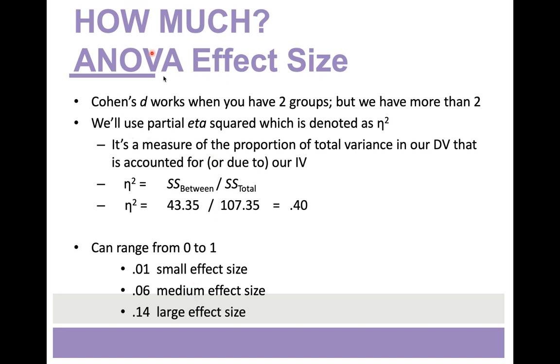So if we want an effect size within ANOVA, we have to calculate what's known as a partial eta squared. Cohen's d is the effect size for a t-test, but we need a different effect size, partial eta squared. It's denoted by this symbol here, the Greek symbol eta squared. The calculation is really simple. Eta squared equals sum of squares between divided by sum of squares total.